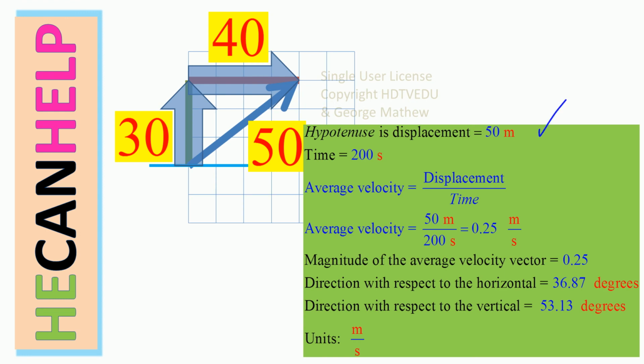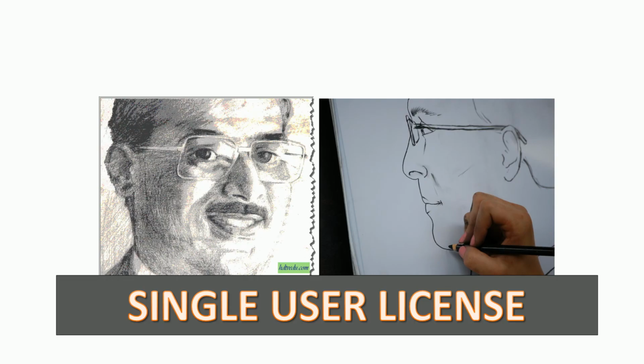Hypotenuse, 50. Time, 200. What is the average velocity? Displacement divided by time. So 50 meters divided by 200 seconds, 0.25 meters per second. What is the magnitude? 0.25. What is the direction with respect to the horizontal? 36.87 degrees with respect to horizontal. This is theta, and this is phi. Direction with respect to the vertical, 53.13 degrees. What is the unit? Meters per second.